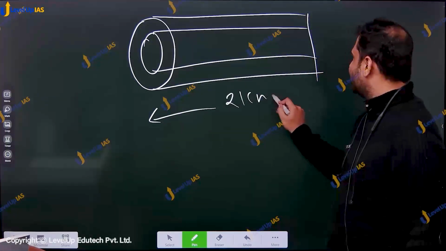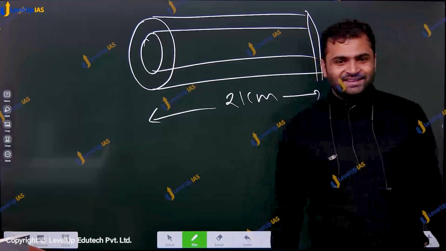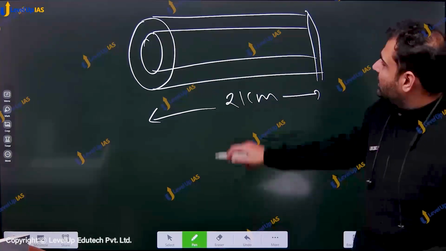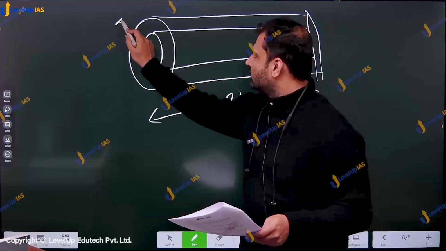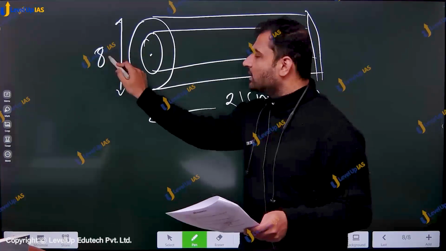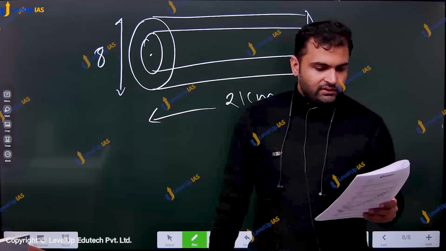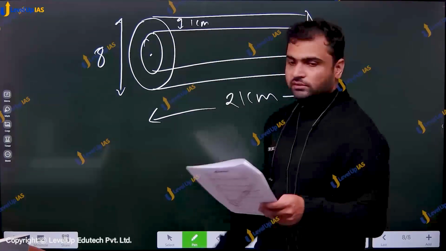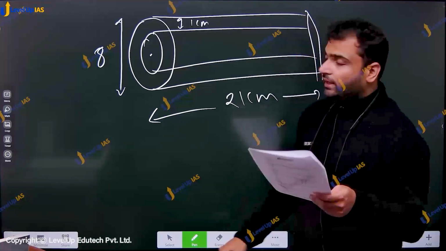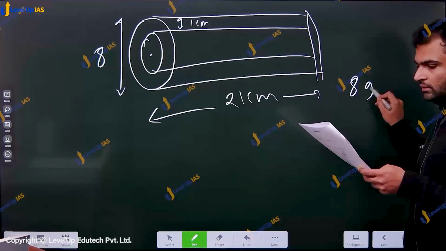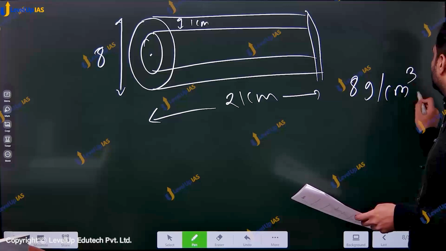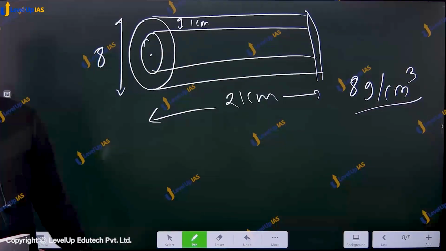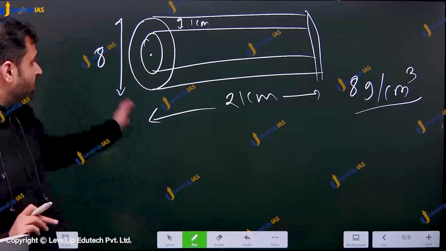This is 21 centimeter. They are given. The 21 centimeter iron pipe is there. External diameter they are saying is 8 centimeter. This diameter is 8 centimeter. And thickness of the pipe is 1 centimeter. This thickness is 1 centimeter. And iron का weight दिया है उन्होंने 8 gram per centimeter cube, right? That is density of the iron, gram per centimeter cube. Question is, what is the weight of this 21 centimeter pipe?